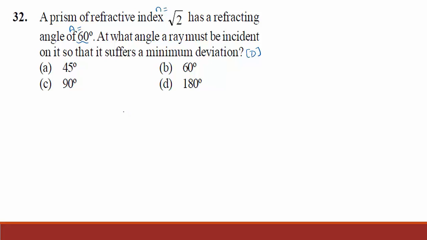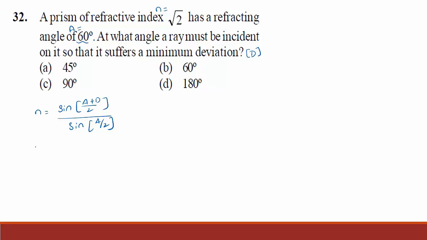So we have the equation for minimum deviation, that is n equal to sine of (A plus D) divided by 2, whole divided by sine of A by 2. This formula we can use to find the angle of incidence.